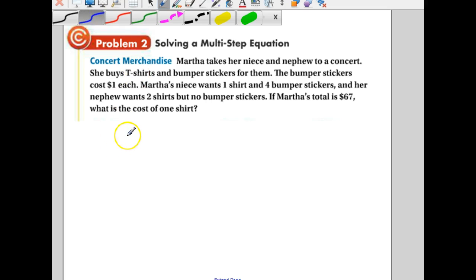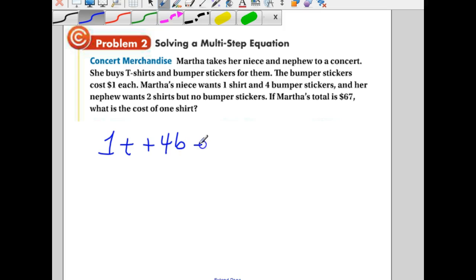Okay, so let's see. She buys t-shirts and bumper stickers. Let's call the t-shirts T and the bumper stickers B. The bumper stickers cost $1 each. And Martha's niece wants 1 shirt, so there's 1 t-shirt and 4 bumper stickers.